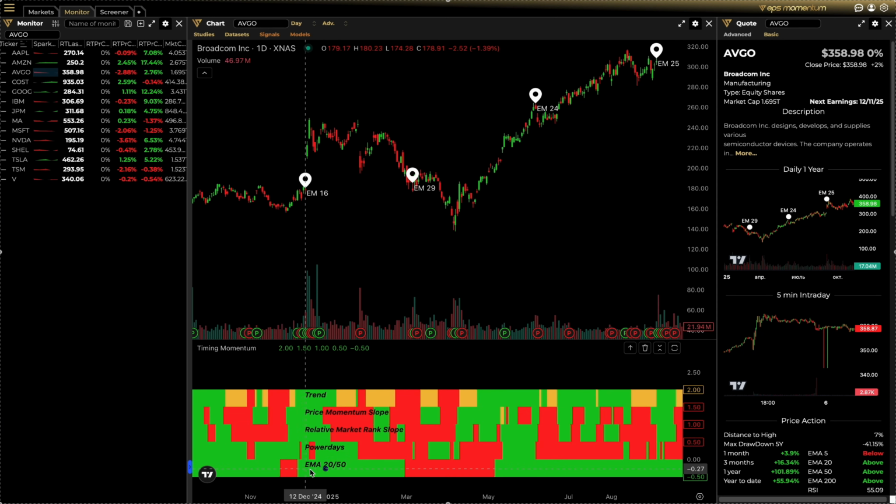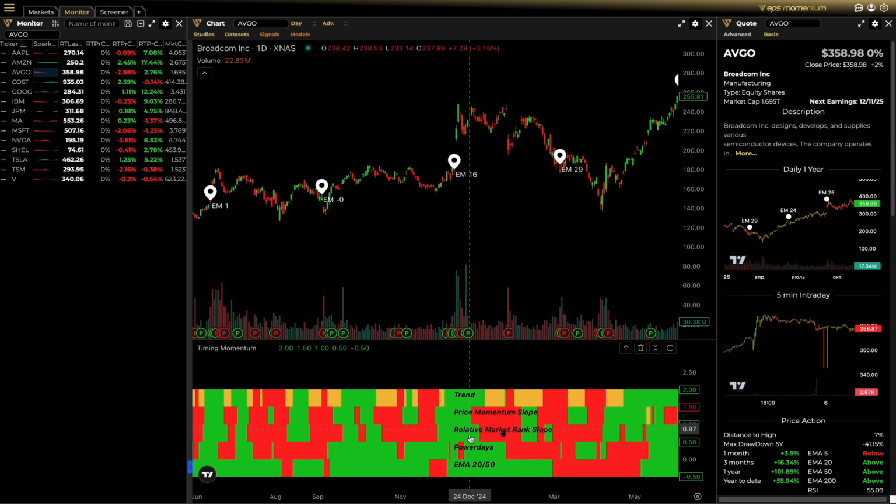Finally, we have the 20-day and 50-day moving averages. This signal helps confirm the trend. When the short-term average is higher than the long-term average, it indicates a positive trend, often followed by a strong upward move. When the short-term average is lower than the long-term average, it signals a negative trend.